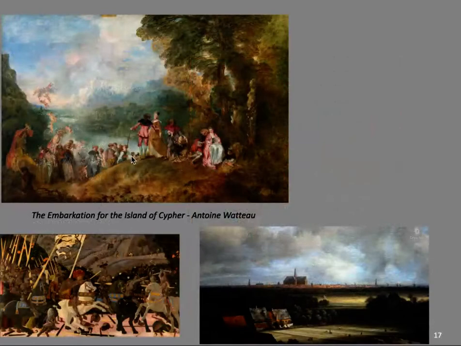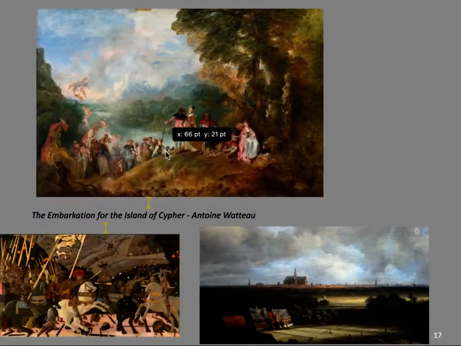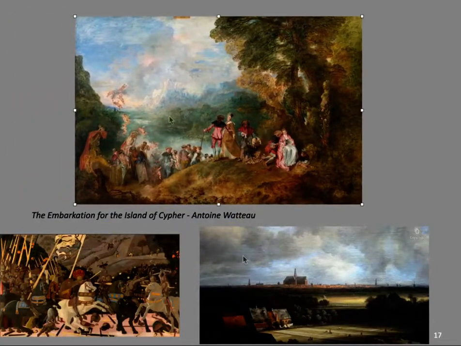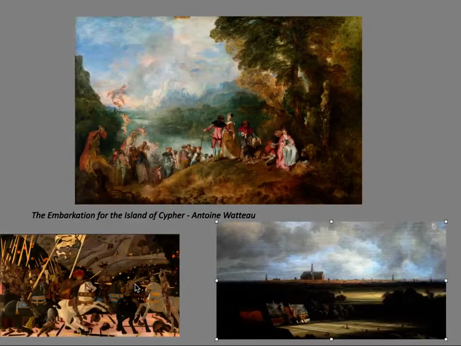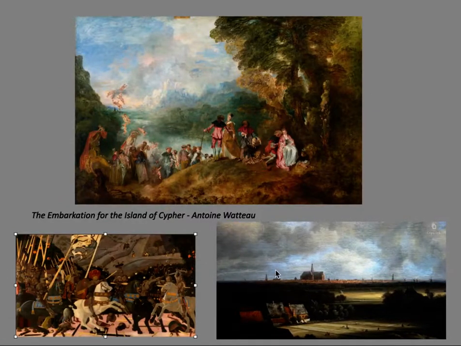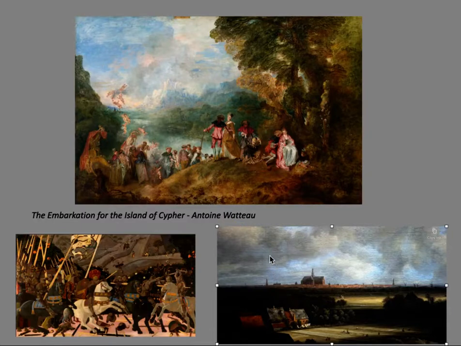Now I'm going to compare again here a Rococo landscape and the two that we've seen before. And this is called the Embarkation for the Island of Cythera by Watteau. And here you can see the same kind of fluffy, billowy shapes and curves throughout the landscape.